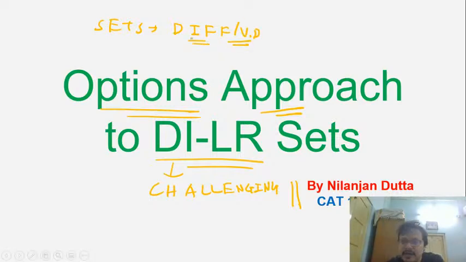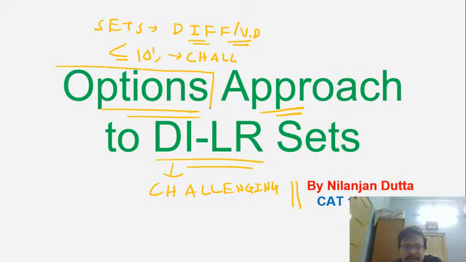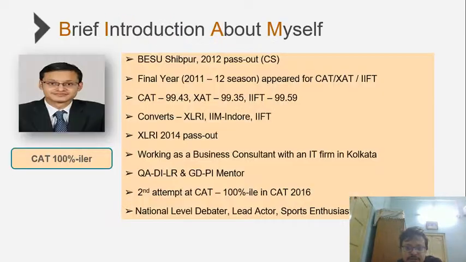And whenever the sets become difficult or very difficult, solving those sets in less than or equal to 10 minutes becomes a challenge. So today what I'll be showing is how you deal with very difficult DILR sets, how you can solve them in 5-6 minutes using the options based approaches to DILR sets. So first I want you all to try solving it partly, and then I'll showcase the approach that I'll be using.